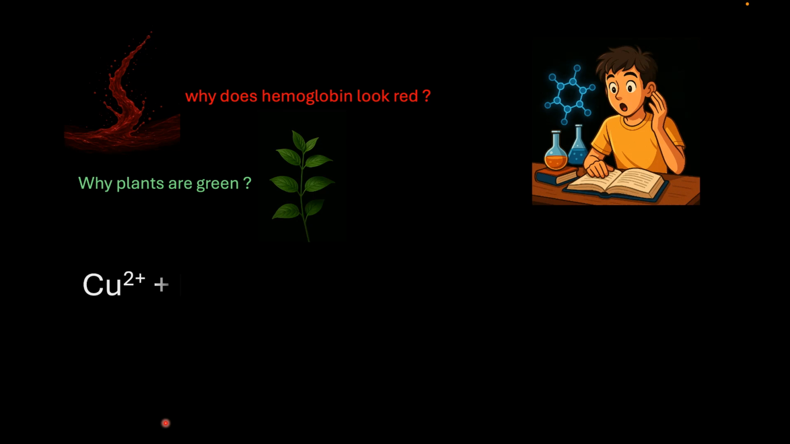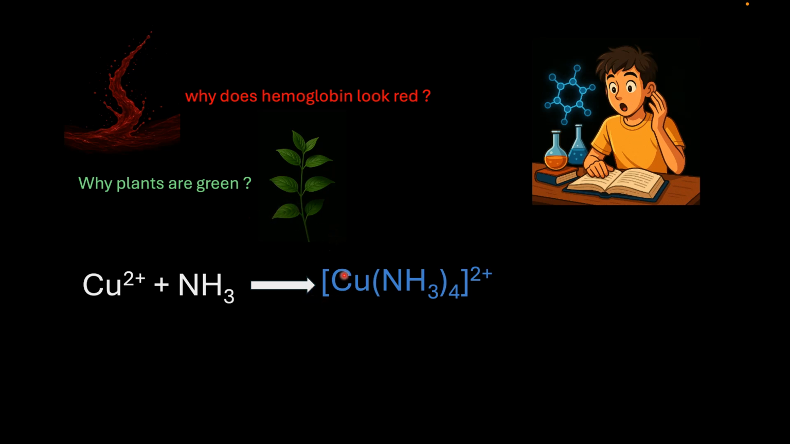And lastly, why does a copper ion, when it reacts with ammonia, change its color to deep blue? Interesting, right? Well, in these three things, we have seen a coordination compound is present, right? So to answer these questions, we need to peek inside the bonding of coordination compounds.